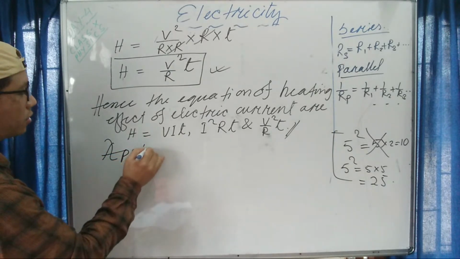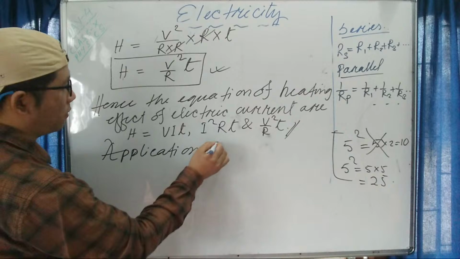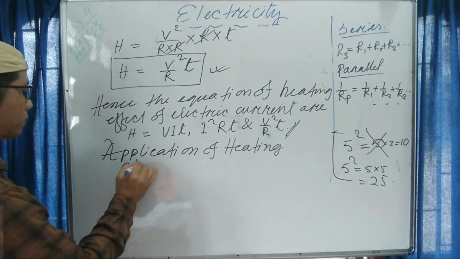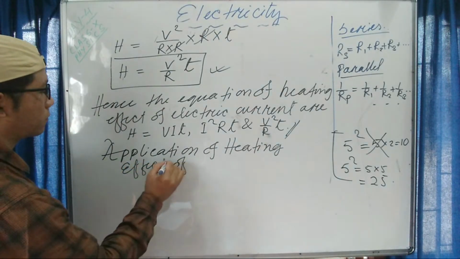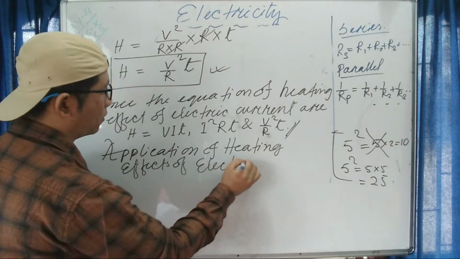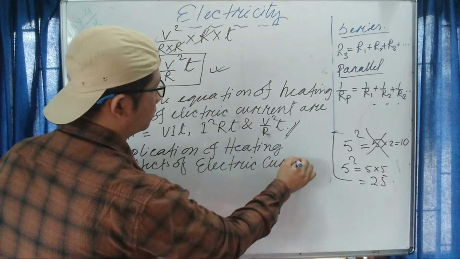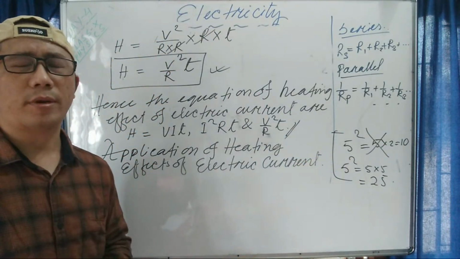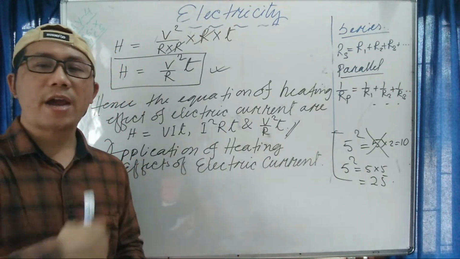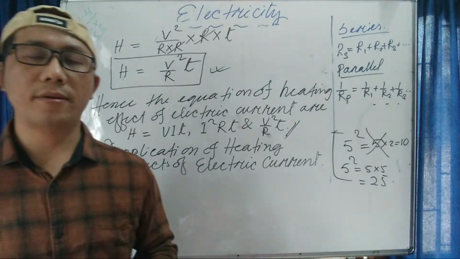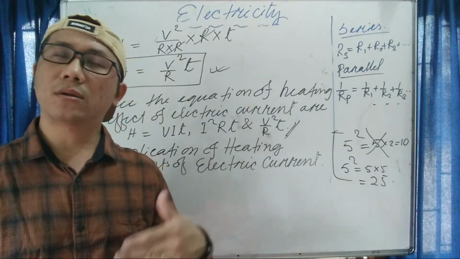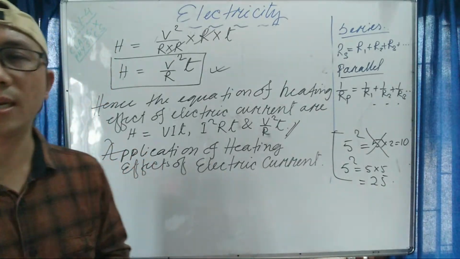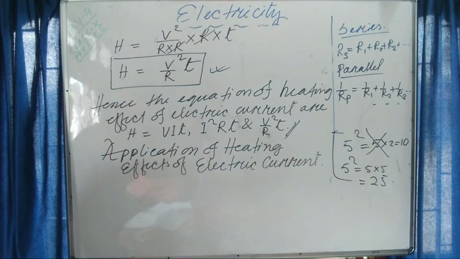Okay, so applications of heating effect of electric current. What are the applications of the heating effect of electric current? So many. So we use the iron. That is also an application. We use the immersion heater. We use the rice cooker also. Many others are there. Let us write down some of the points.